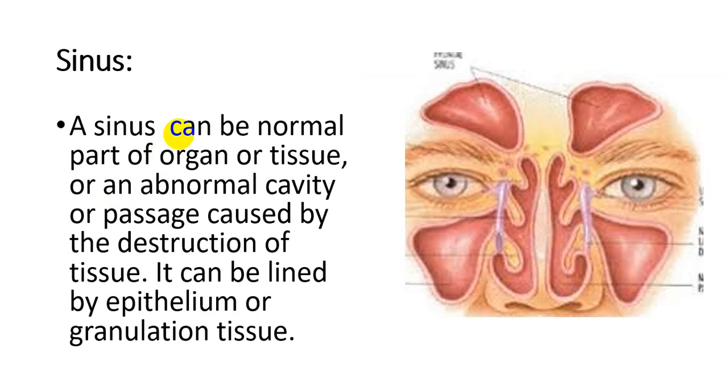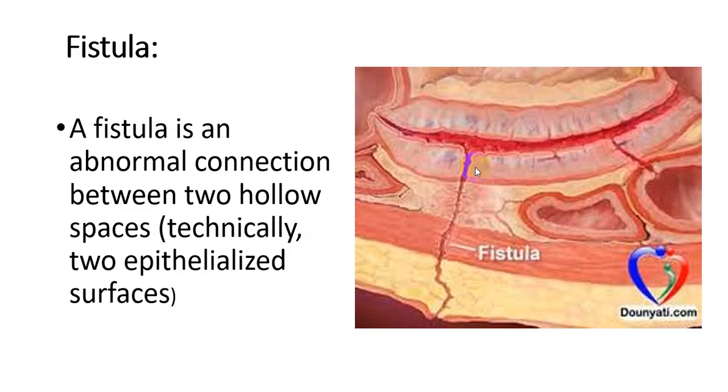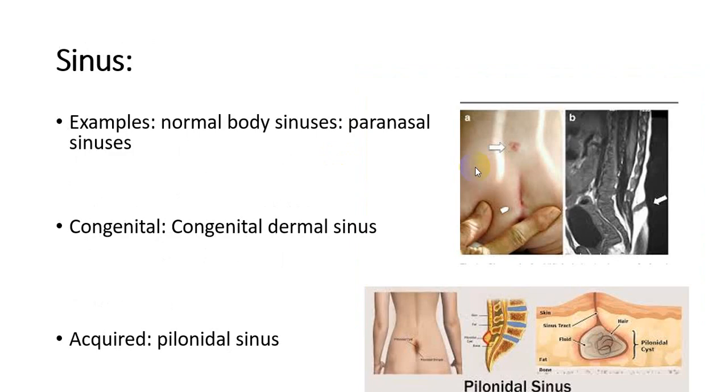The sinus could be lined by epithelium, like the paranasal sinuses, or it could be lined by granulation tissue. Example of sinuses: congenital one, the congenital dermal sinus. It forms at the midline. It is sometimes related to the congenital anomaly called spina bifida.